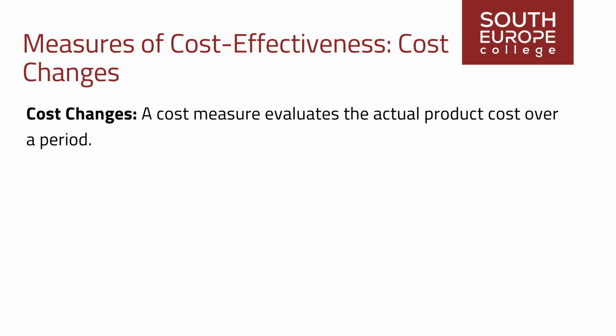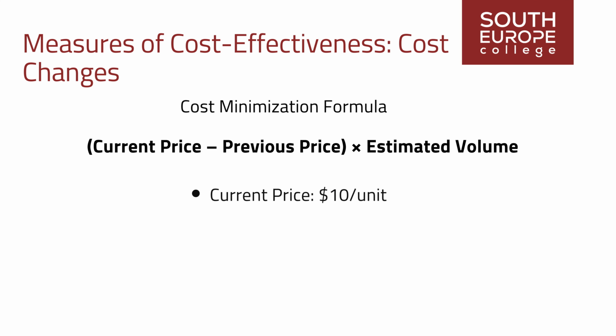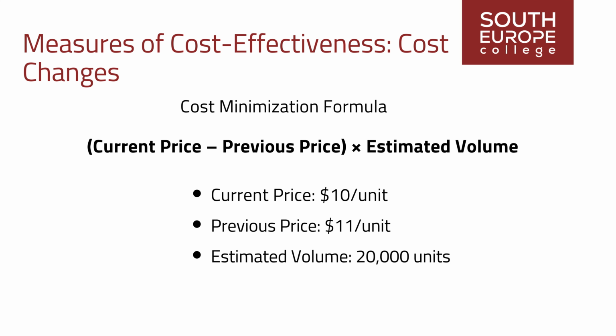A cost measure evaluates the actual product cost over a period, while a cost change reflects the cost reduction or increase resulting from altered practices or purchasing strategies by individuals or groups. Firms prioritize cost minimization, which is calculated as the current price minus the previous price, multiplied by the estimated volume. For example, with a current price of $10 per unit, a previous price of $11 per unit, and an estimated volume of 20,000 units for the next budget, the forecasted cost minimization would be $20,000. The final achieved cost minimization depends on actual usage.